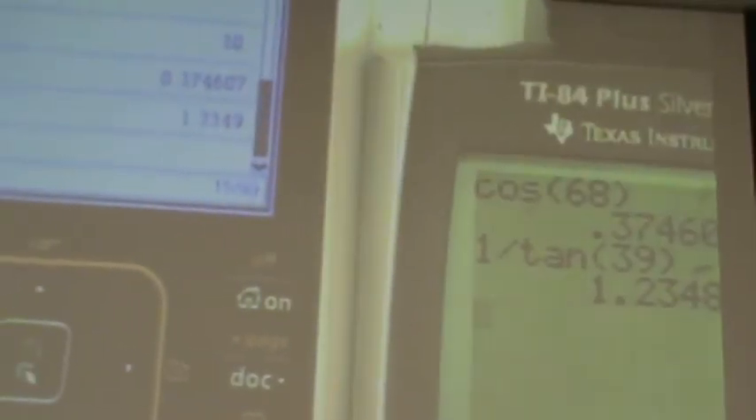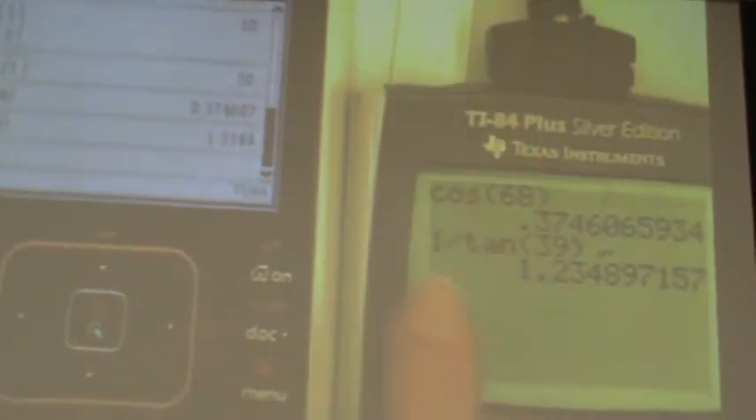So everybody see the difference? So if you have the 83, you hit 1 over tangent 39. If you have the Inspire, you can just go ahead and hit the button. Now, what if you have the cheapy one? The TI-30XA, you might wanna write this down, you're gonna hit 1 divided by, and then you're gonna hit 39 tangent.